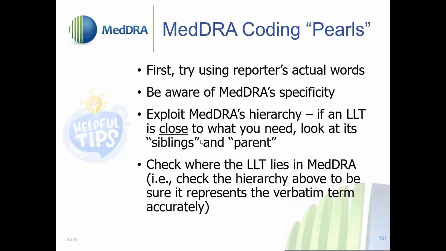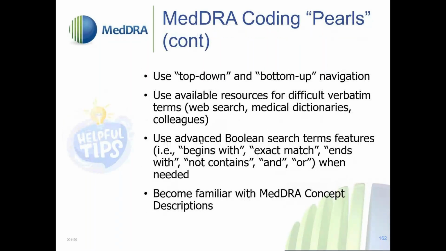Remember our example with acquired color blindness. If we had chosen just color blindness, it would have been in the congenital SOC, and that hierarchy would have been wrong for our coding scenario because the verbatim was referring to an acquired condition. When searching for suitable terms, use the top-down and bottom-up navigation. If you have difficult verbatims, use available resources for clarification, among those also the concept descriptions that you can find in the MedDRA browser I've shown you, and use the advanced search function or restrict your search to a SOC to narrow down your searches when needed, for example, when you get a long list of potential hits in the browser.